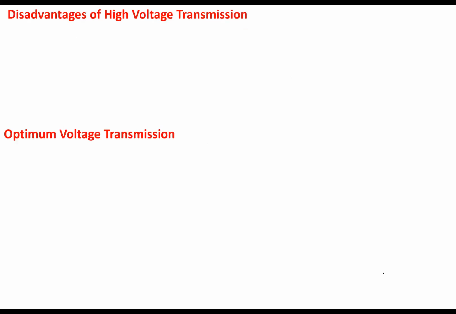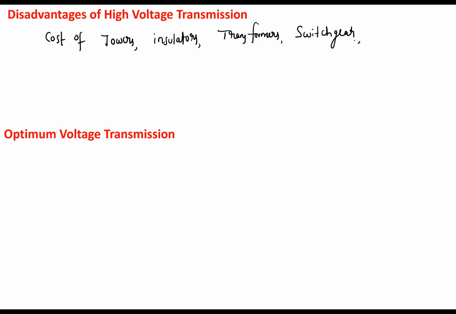Understand? So these are the three main advantages of high voltage transmission. Next, the disadvantages. Cost increases. So cost of towers, cost of insulators, cost of transformers, cost of switchgear, and cost of ROW, right of way. All these costs will increase.